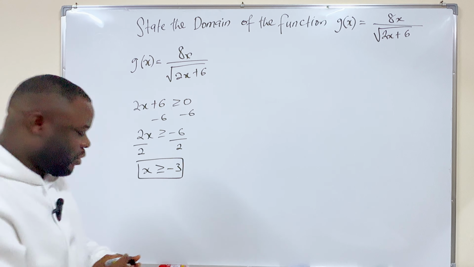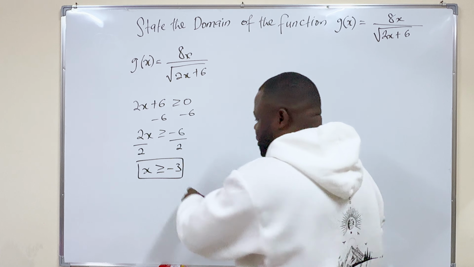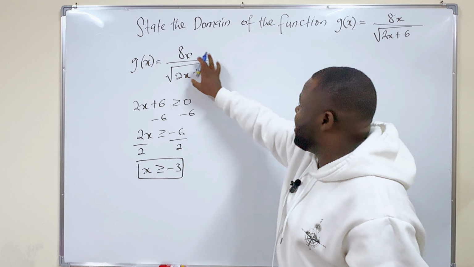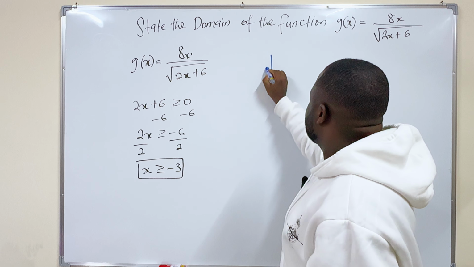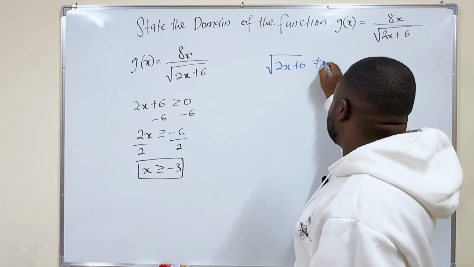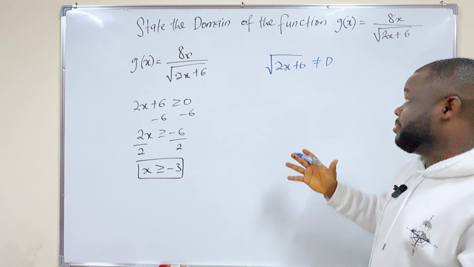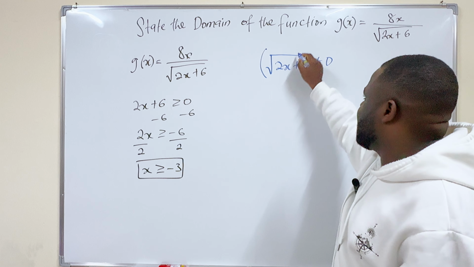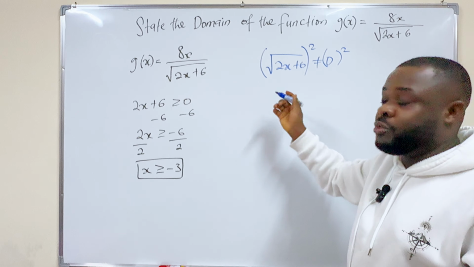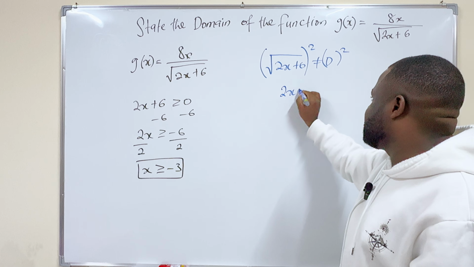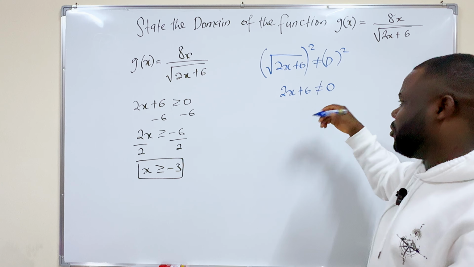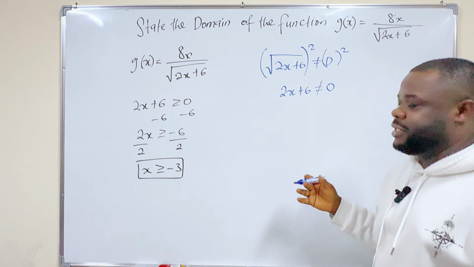Now the second condition, and we also call these restricted values, is everything in the denominator. The square root of 2x plus 6 must not be equal to 0. We can simplify this by squaring both sides so that we can remove the square root sign. So 2x plus 6 must not be equal to 0. It's still the same thing whether you write equals or not equals.